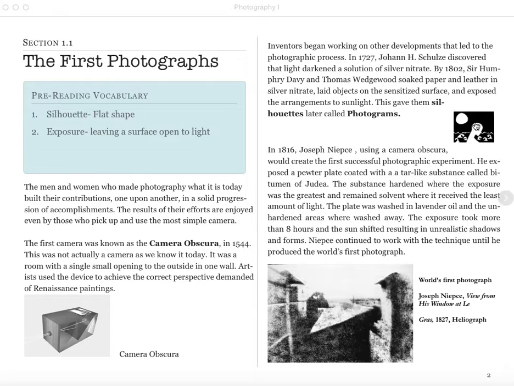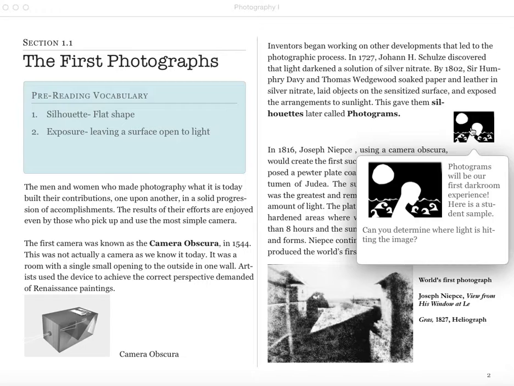Click on the photogram picture right here. This is an example of a photogram created by a student in Photo 1. Photograms will be our first darkroom experience. Here is a student sample. Can you determine where light is hitting the image? Click back to the page.